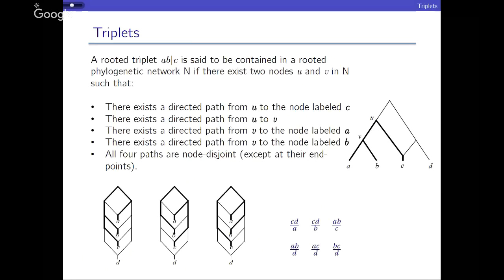And we can say that a triplet is contained in a rooted phylogenetic network if there exist two nodes u and v, such that there exists a directed path from u to v, a directed path from u to c, and two directed paths from v to a and v to b. And all four paths have to be node-disjoint, again because of one allele per branch, as we had in the hybrid network model.